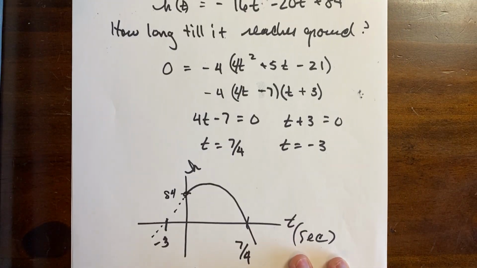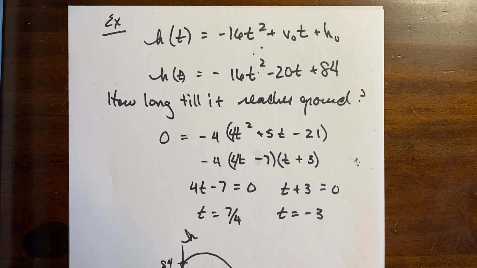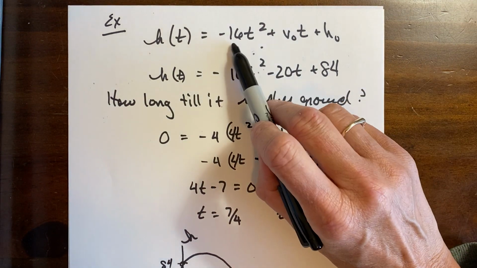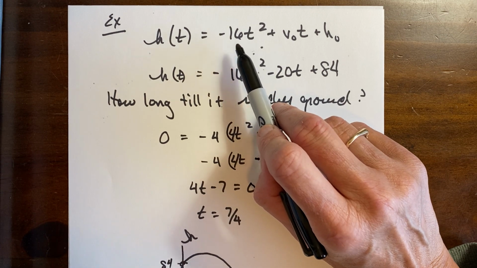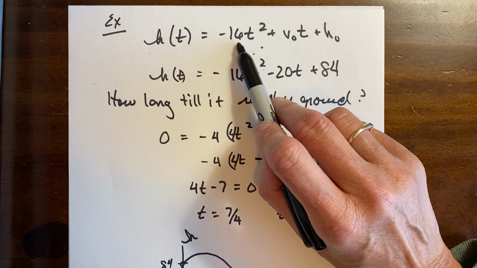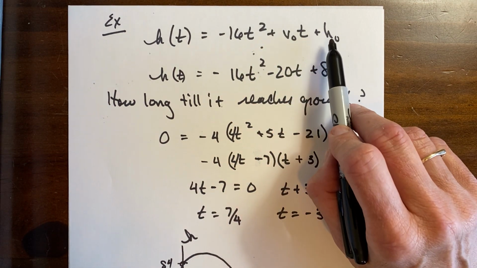All right, let's look at this last one. We have gone over this problem before. We have a height function, and the height function we know, -16t squared, that is half acceleration due to gravity in feet per second squared. So we know everything's going to be in terms of feet. This is our initial velocity. This is our initial height.